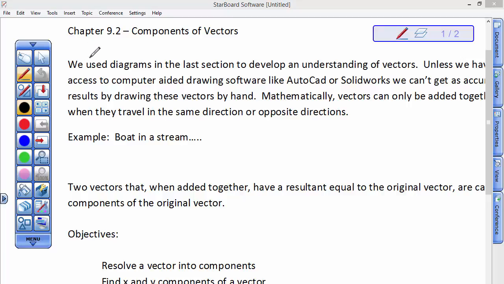I'm just reading here from this paragraph. We used diagrams in the last section to develop an understanding of vectors. Unless we have access to computer-aided drawing software like AutoCAD or SolidWorks, we can't get as accurate results by drawing these vectors by hand. So mathematically, vectors can only be added together when they travel in the same direction or opposite directions. So would you pretend with me that we're going canoeing?